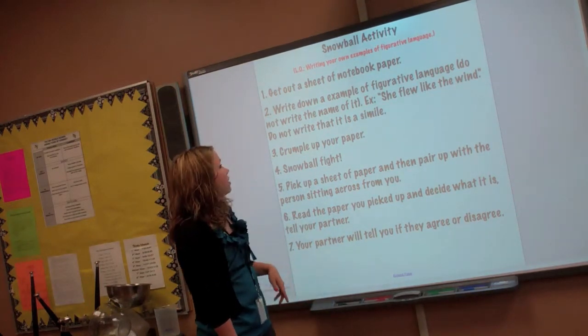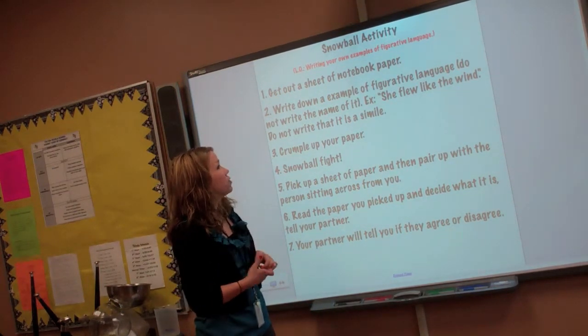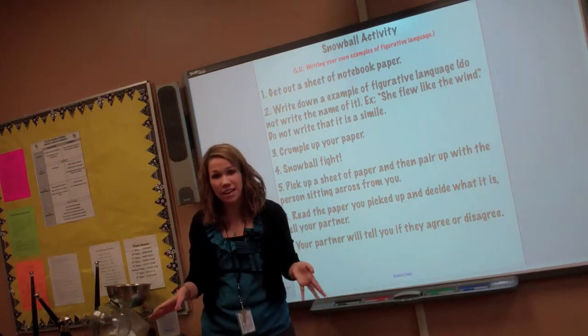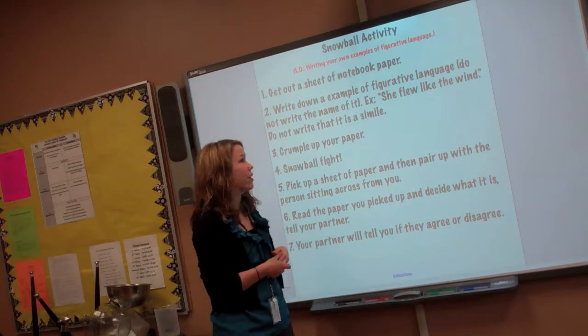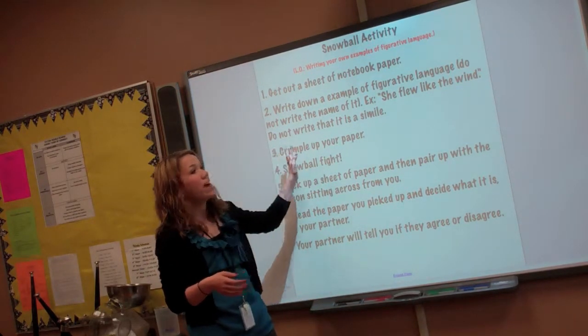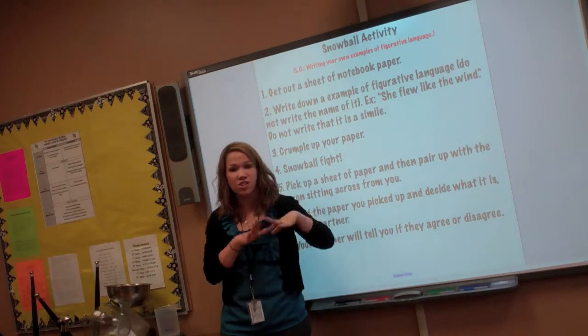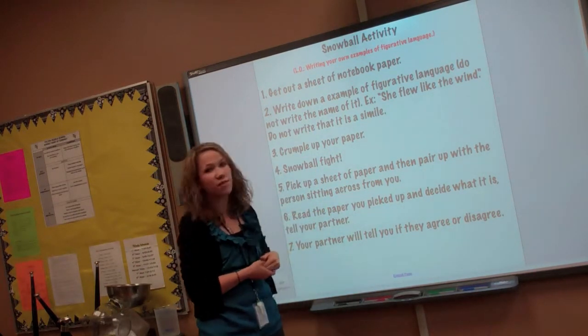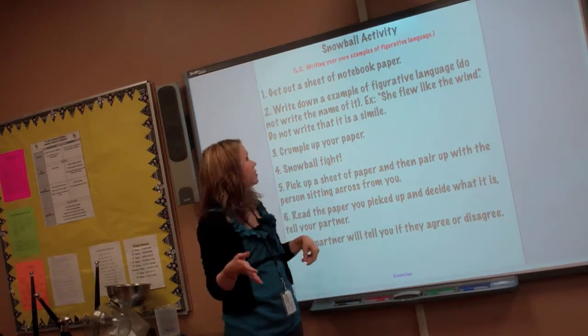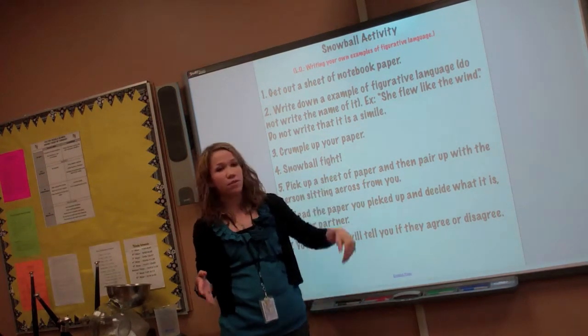On your sheet of notebook paper, I want you to write down an example of figurative language. You're not going to write the term that goes with it, you're just going to write your example. For example, if you wrote, she flew like the wind, you would not write that it's a simile. I just want you to write the actual simile. I'm going to give you a few minutes to come back together, now that you all have your example down on a piece of paper.